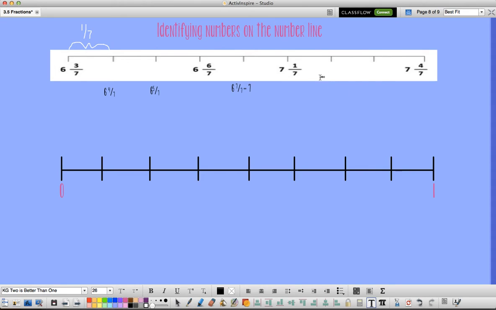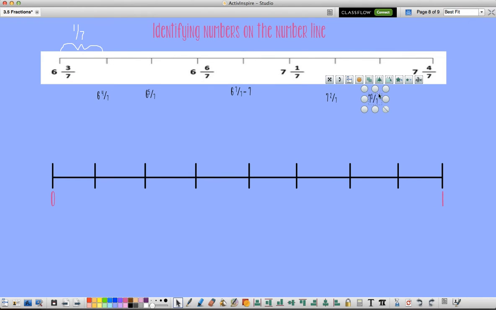Okay, and then you can try these next two and see if you get them correct. And then when you come back, we can take a look at those answers. So you should have gotten that you had 7 2/7 for your next answer, for the next line, and then the line after that would be 7 3/7.